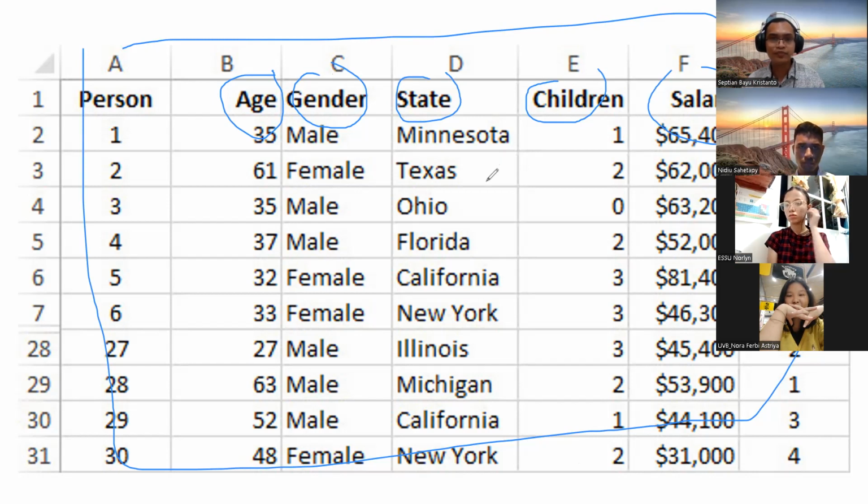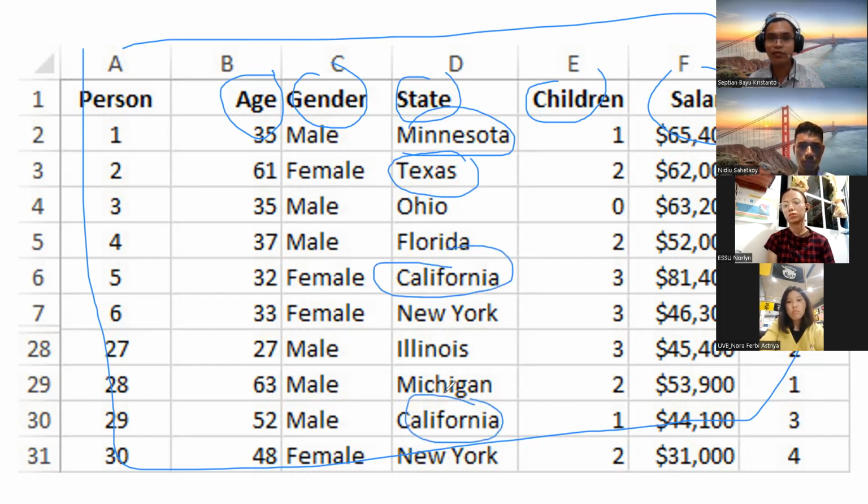What's the sample? We can find a sample of the people who live in Minnesota. This is the first sample. The second, the people who live in Texas. And maybe we can find a similar one, the California people. We can meet Californian people. So these are the samples. They differ by area: Minnesota, Texas, Ohio, California, and also Illinois and Michigan.